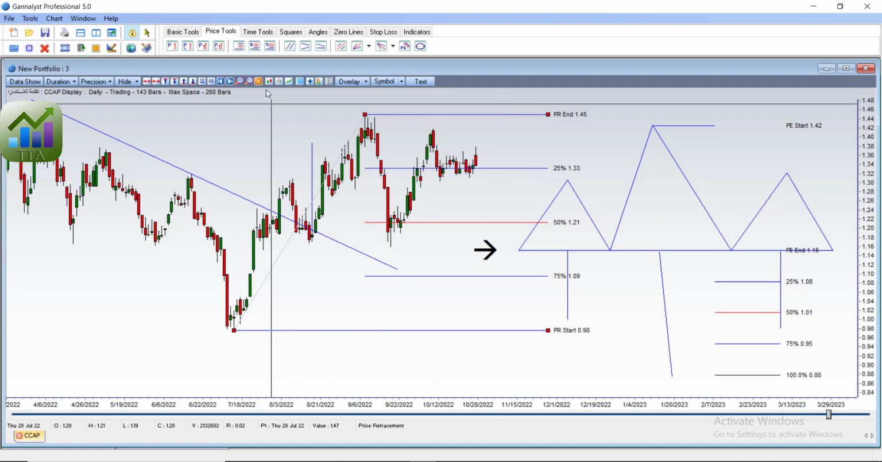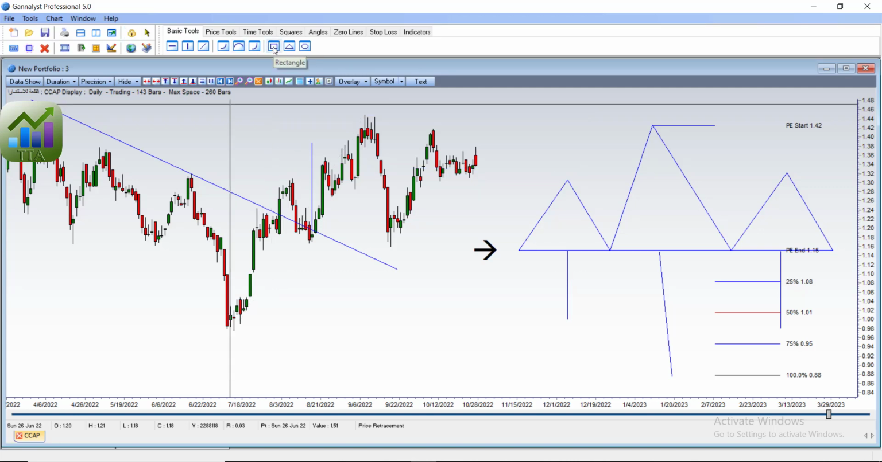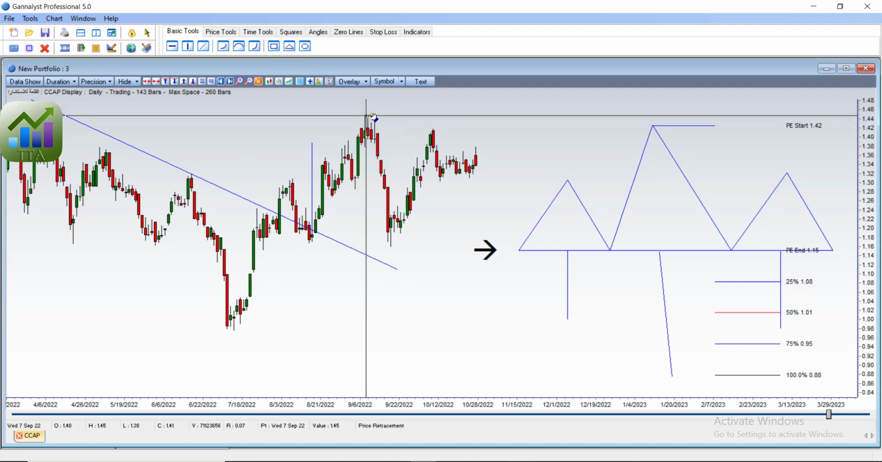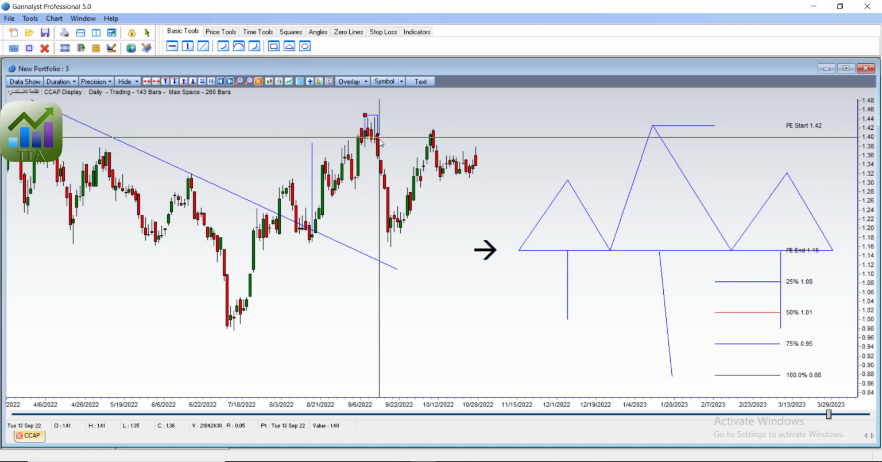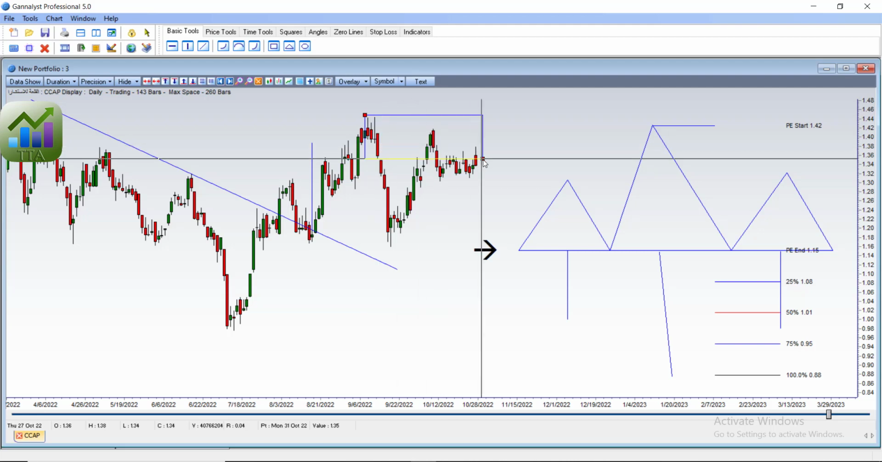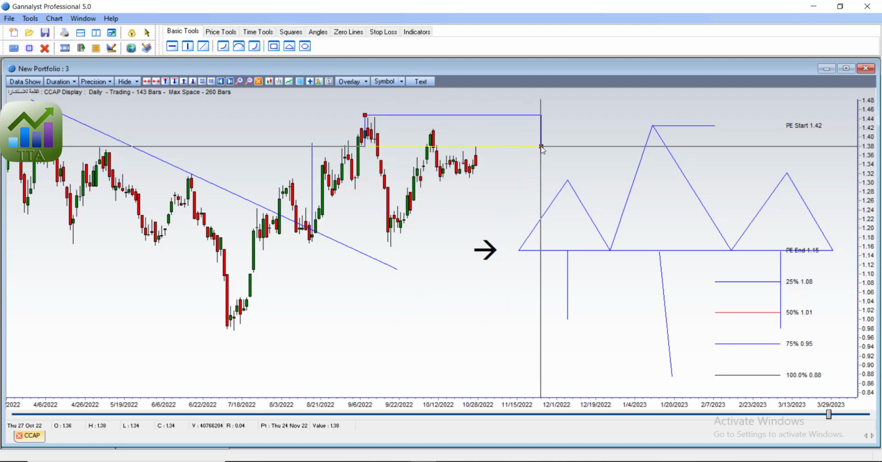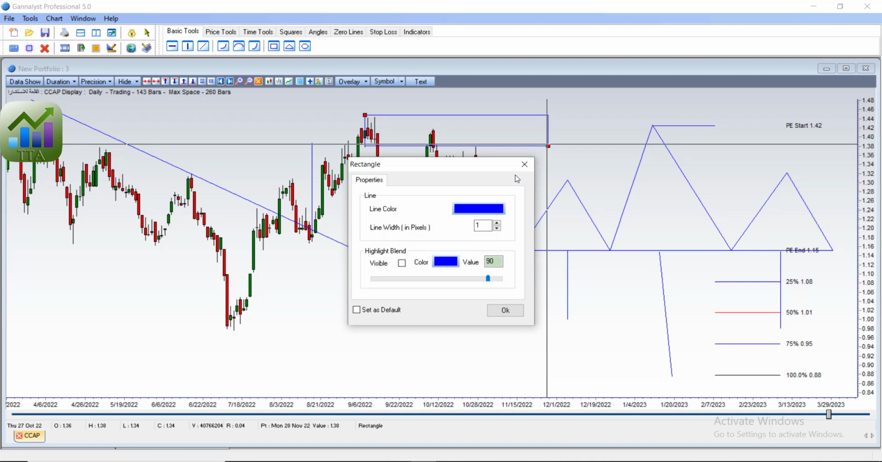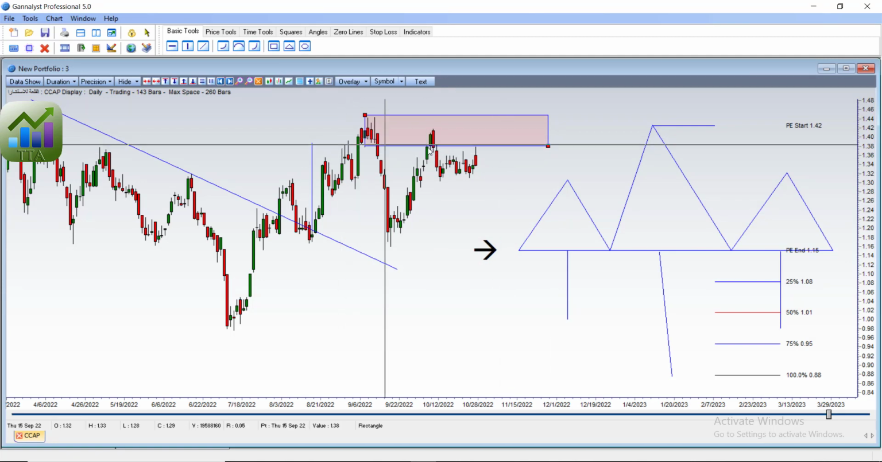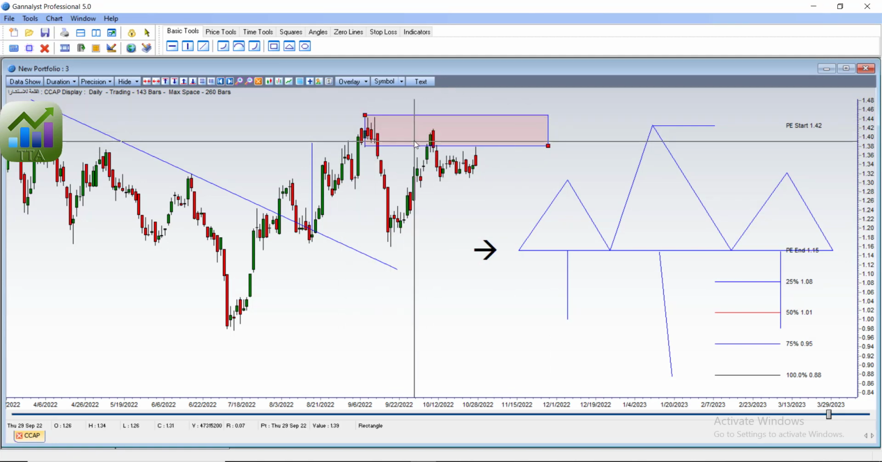What I mean by basic tools, for example this one, rectangular, you will go to the highest price candle, this candle, and then drag this one, and then you double click and choose visible, and you can choose the color of it. Okay, this is the zone which is considered as resistance.